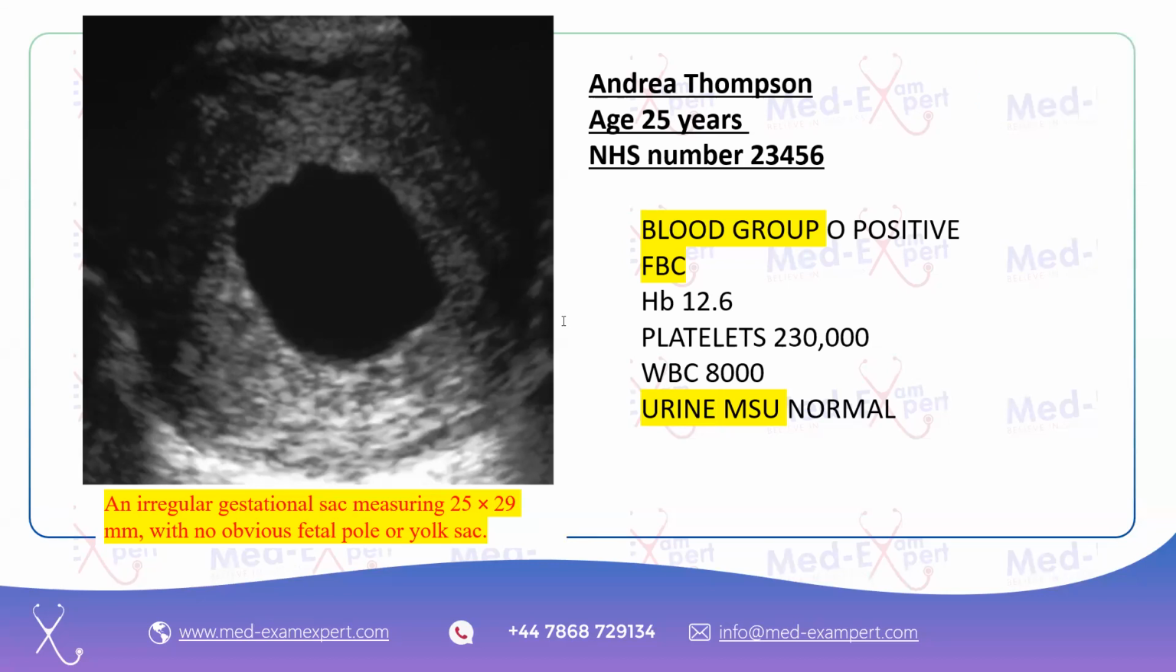Regarding the management, Andrea, there are three options. One is expectant management, the second is the medical management, and the third is the surgical management. In expectant management, we can wait for nature to take its course. We can wait for 2 to 3 weeks, and you'll start having pain and bleeding, and nature will expel it on its own.